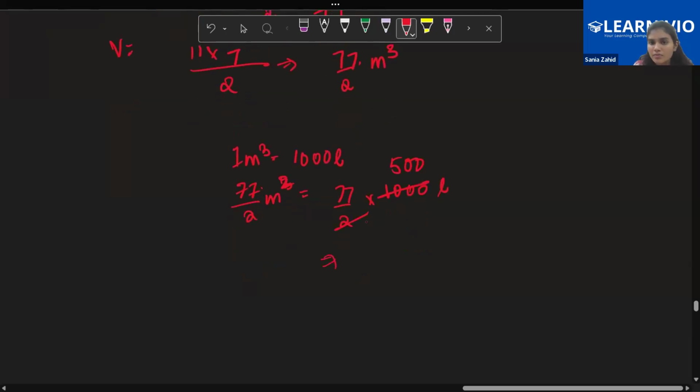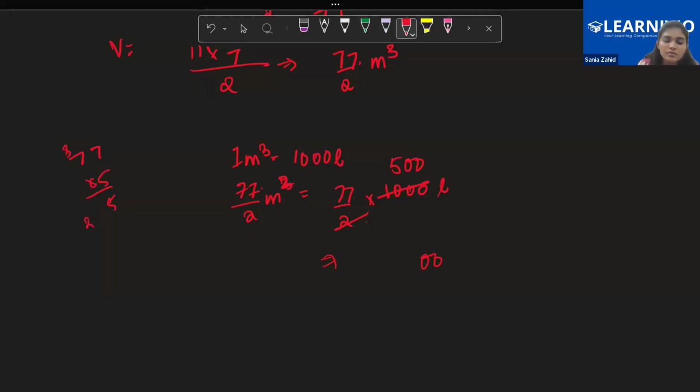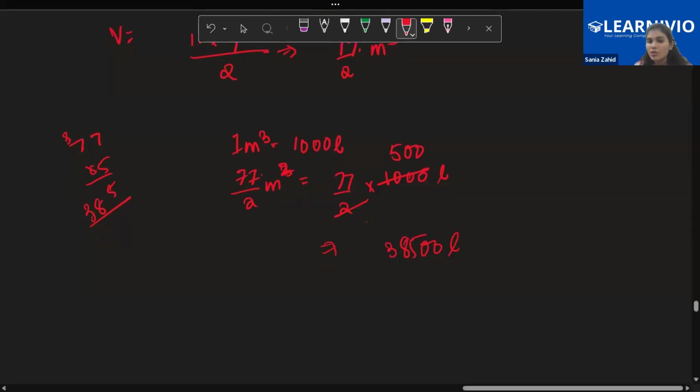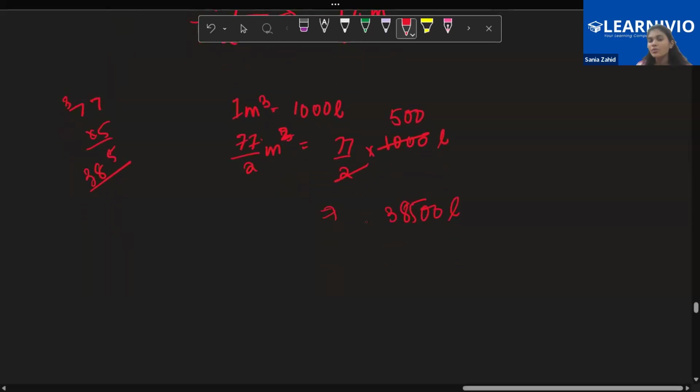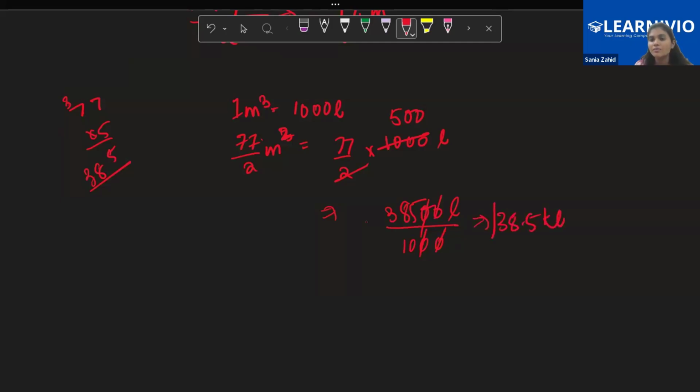Answer becomes 77 into 5, 3850 liters. But what you have to do is convert into kiloliters. So for kiloliters, divide by 1000. 2 zeros cancelled. Answer is 38.5 kiloliters.